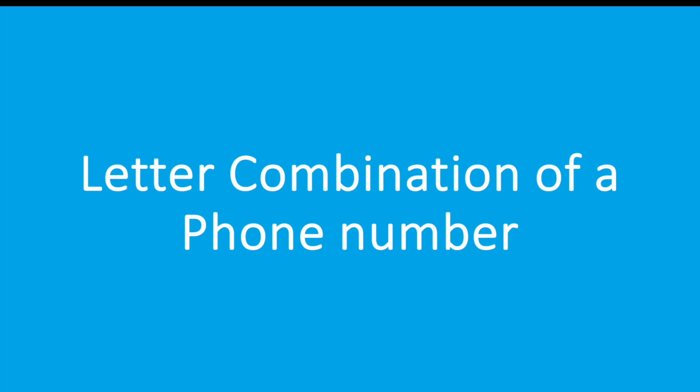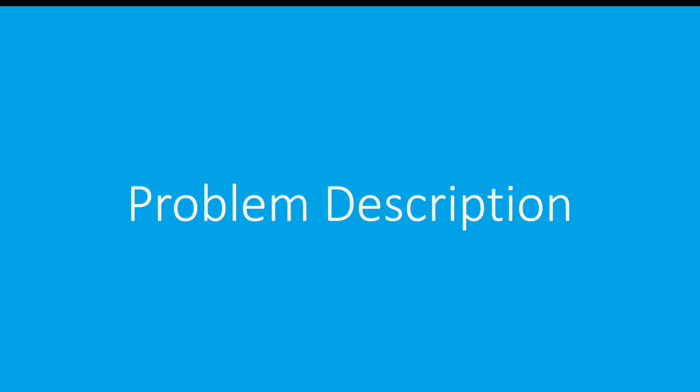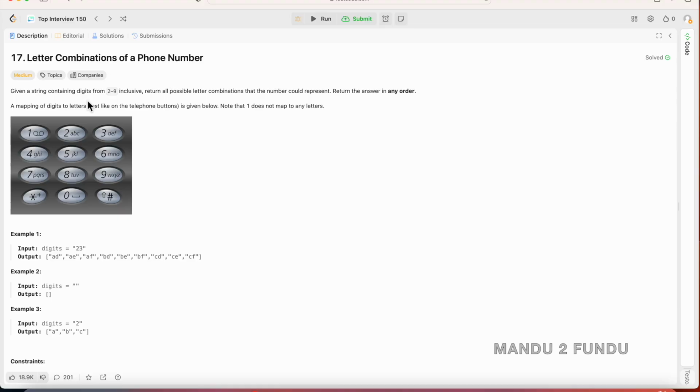In this video, I'm going to discuss the solution for generating the letter combinations of a phone number. Let's look at the problem description. We are given a string containing digits from 2 to 9, and we have to return all possible letter combinations that the number could represent. And we can return the answer in any order.